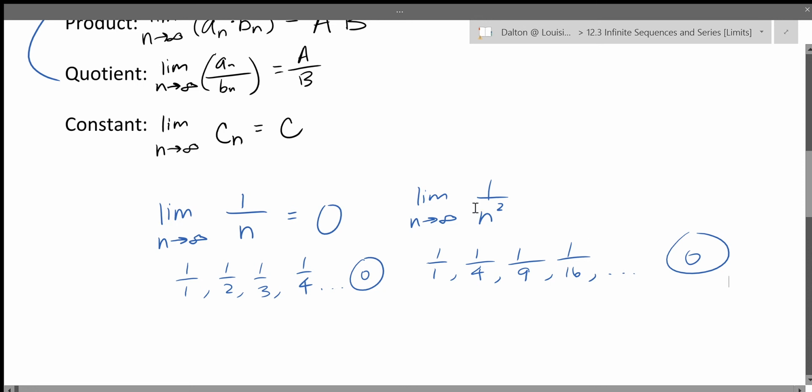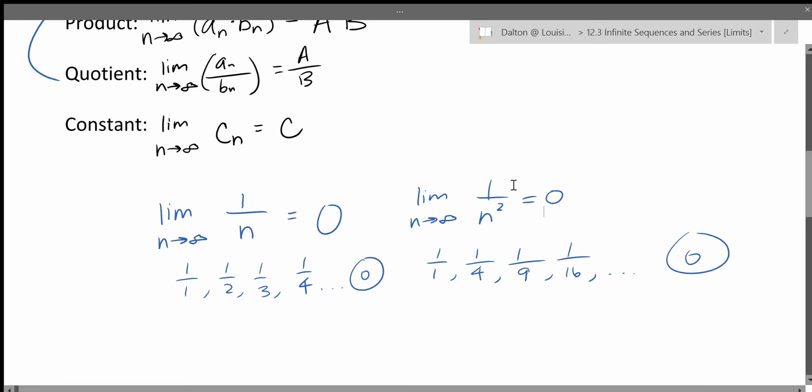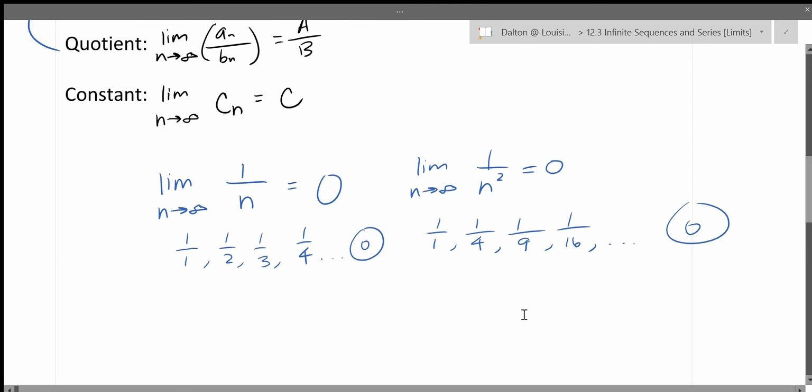0. So the point is, no matter what the exponent is in the denominator on n, the limit will always be equal to 0. So that works for n to the 3rd power, n to the 4th power, n to the 32nd power. 1 over n to any power will always approach 0. Some will get there faster, right? But they will always approach 0.